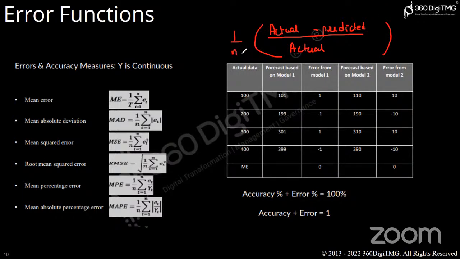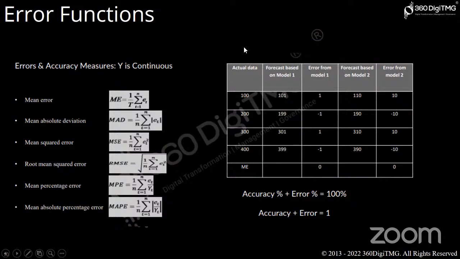Okay. So this will give us some answer in percentage form. Similarly, because you might have a case of negative values and positive values, we take the absolute value of the error and we end up with mean absolute percentage error. Okay, so these are the 6 error functions you might see when y is continuous.